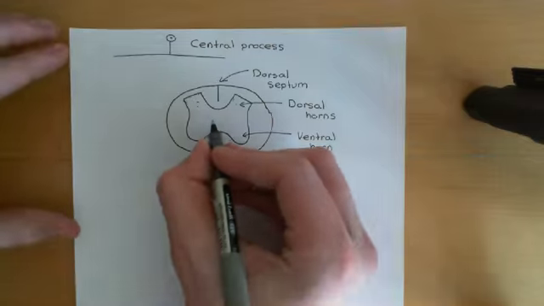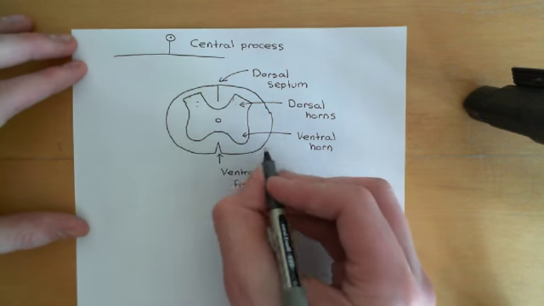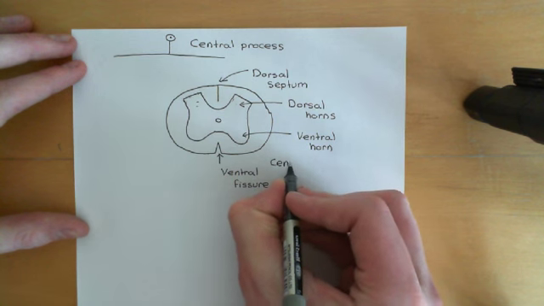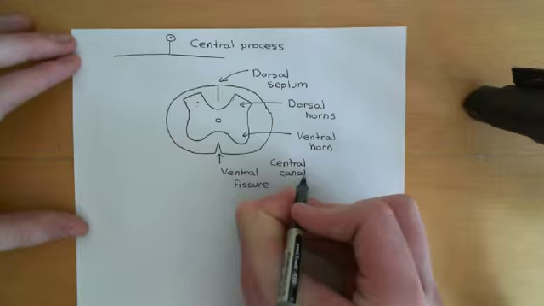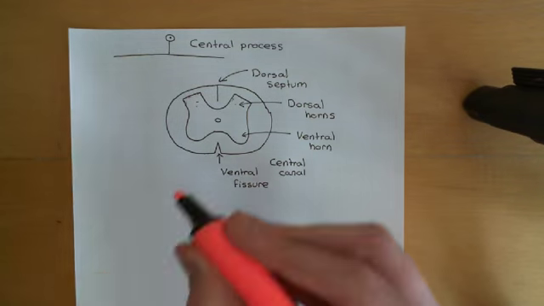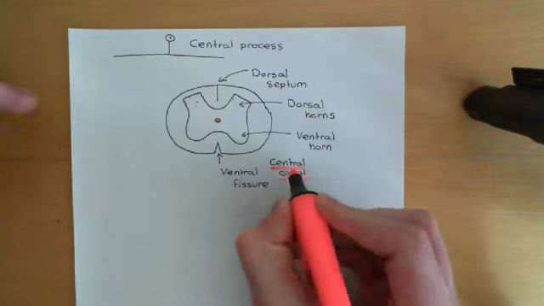The other thing that I'd like to add on to this picture is that there is a canal down the middle, which is known as the central canal of the spinal cord, and that's full of cerebrospinal fluid. And I think I'll colour this in to have a little bit more colour on here. So that's the central canal there.